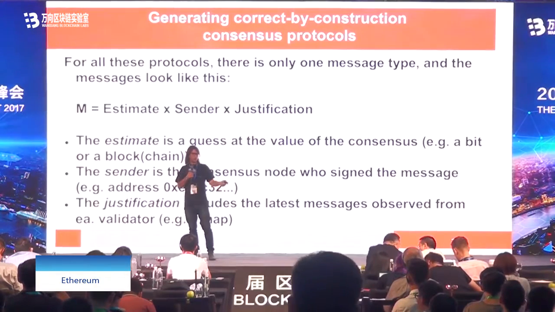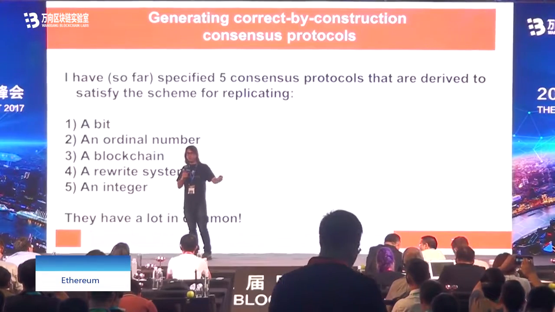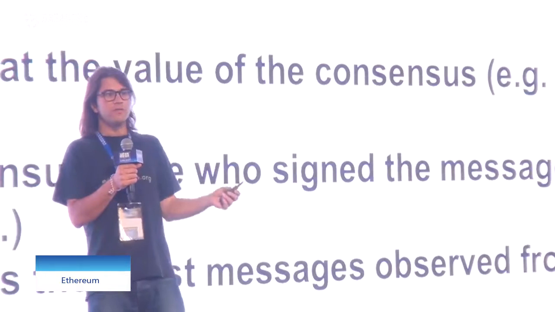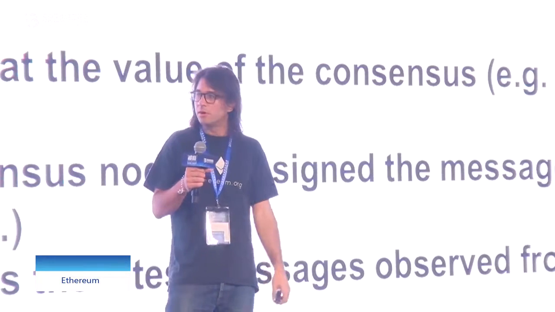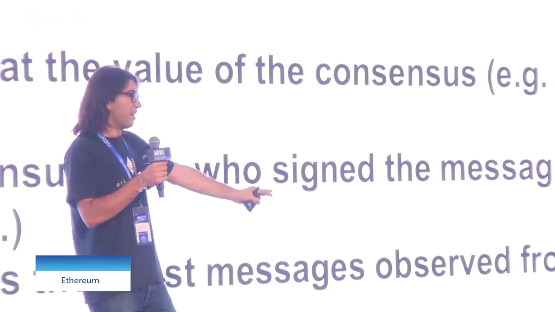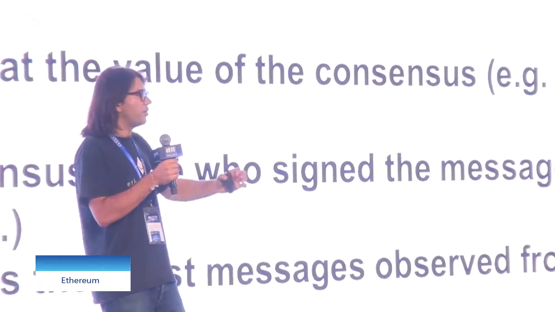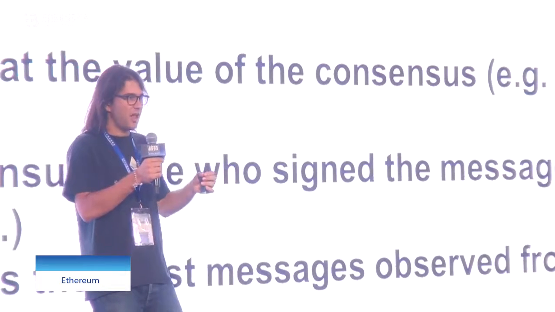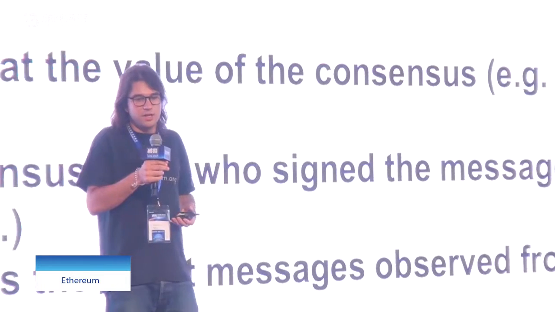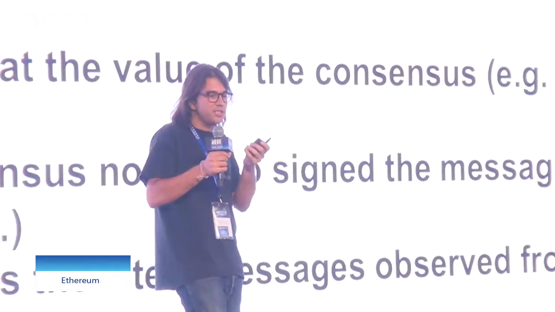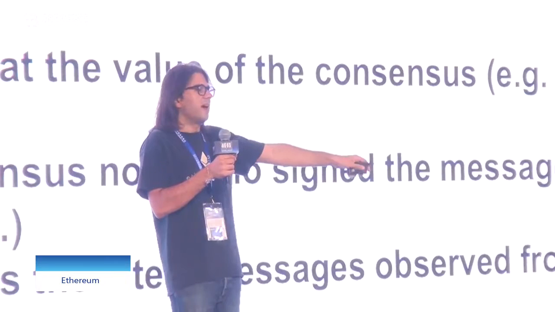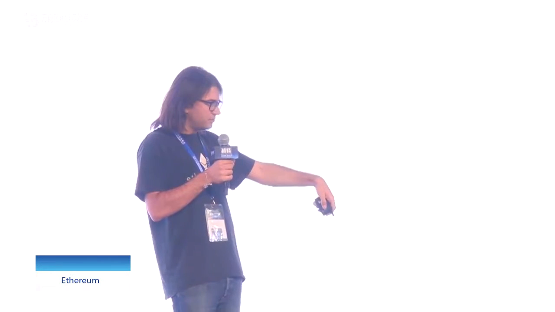And all of the protocols that I derived in this way have a bunch of stuff in common, which I'm going to cover now before I show you the binary consensus protocol and the blockchain consensus protocol. All of them have messages of the following form. They have estimates, which are just like we were talking about, a guess for the value of the consensus. They have a sender, so they say who sent the message. And then there's a justification. The justification basically will be a set of messages which somehow is used to show that this estimate isn't invalid. It's not an illegal estimate.